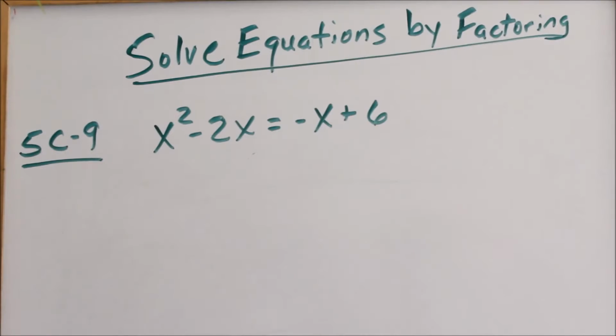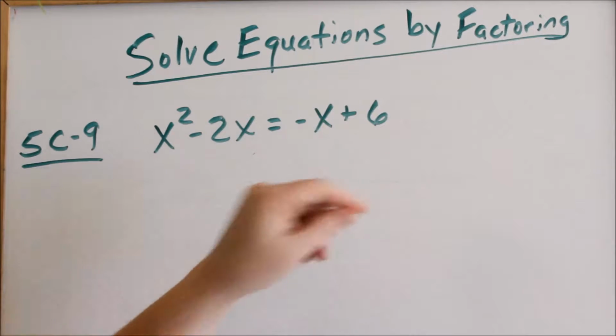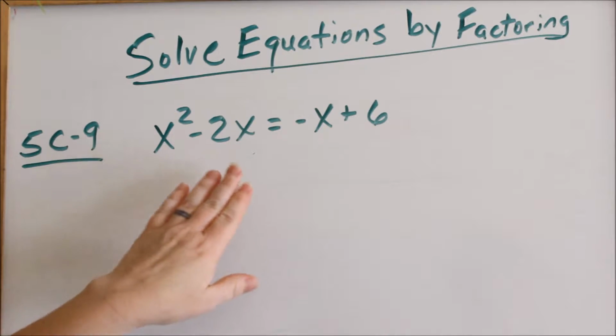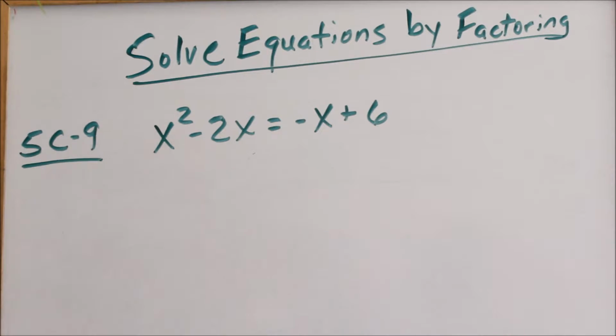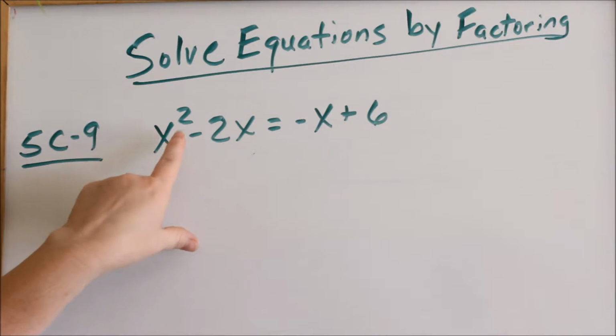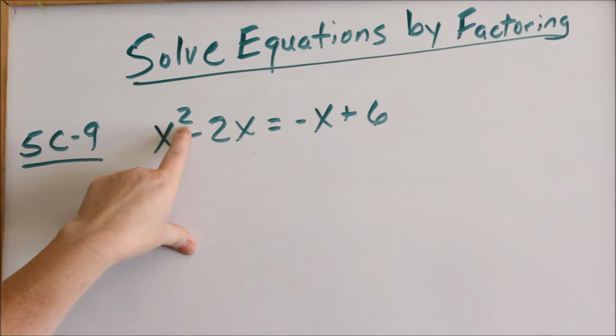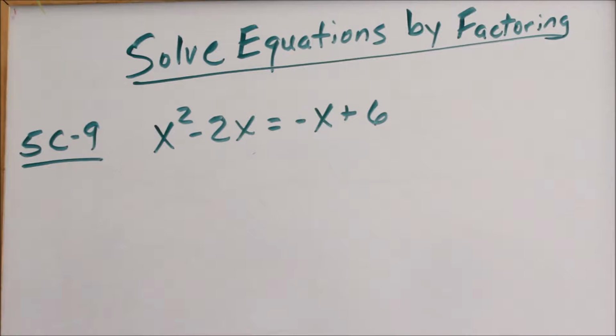Okay, we're going to solve equations by factoring. If you look at 5C9, you have this equation right here. An equation is when you have an equal sign and stuff on both sides. So your highest exponent will always tell you how many solutions you will have. My highest exponent here is a 2, x squared. This means I will have 2 solutions for this problem, okay?